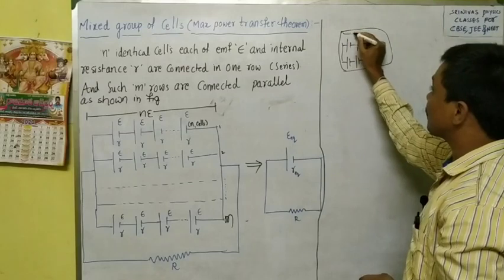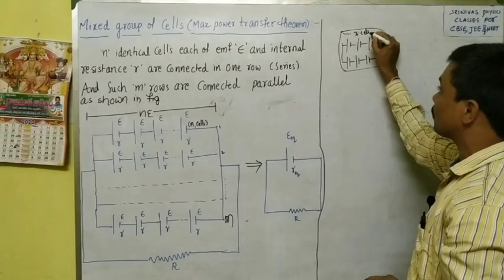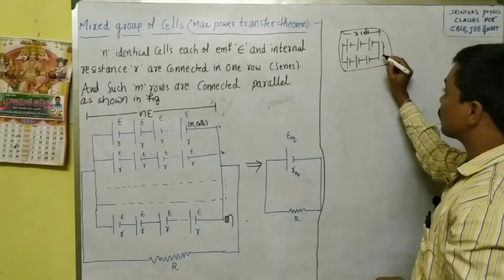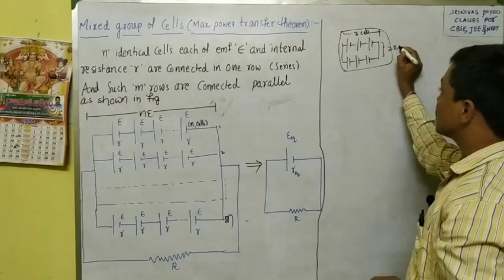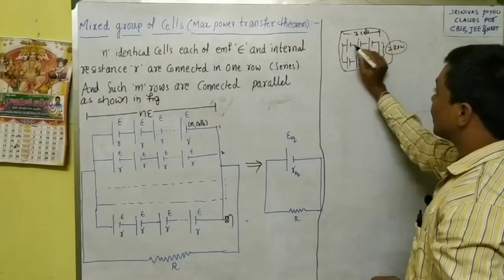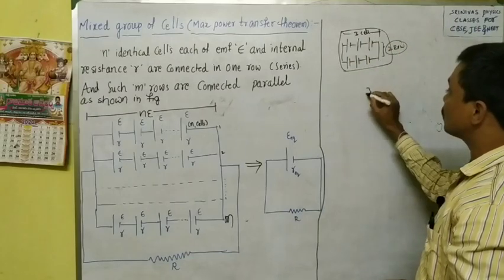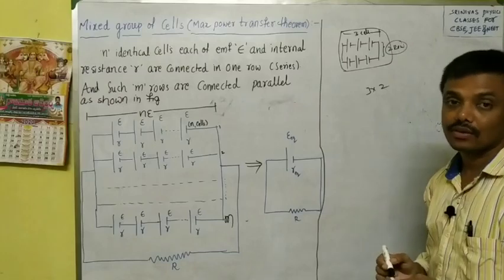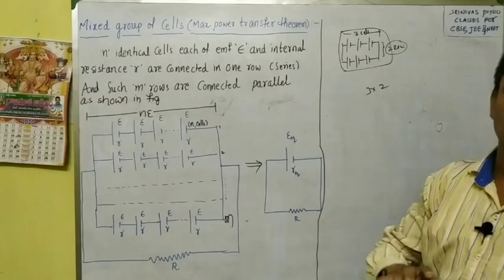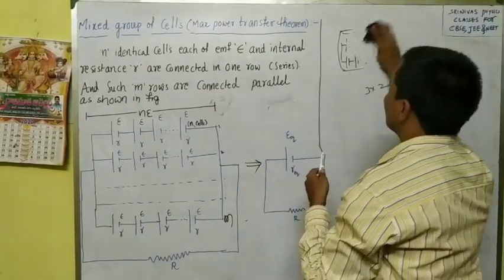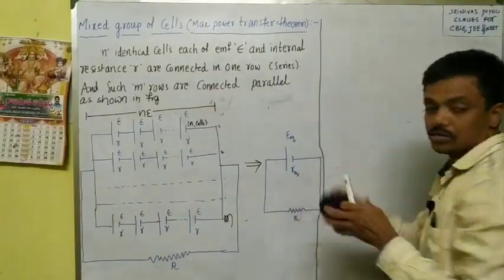But we can also do it like this: in one row 3 cells are there, and the total number of rows is 2. There are 2 rows, and in one row 3 cells are there. If you multiply 3 into 2, we will get the total number of cells. In order to get the total number of cells, you have to multiply the number of cells in one row and the number of rows.